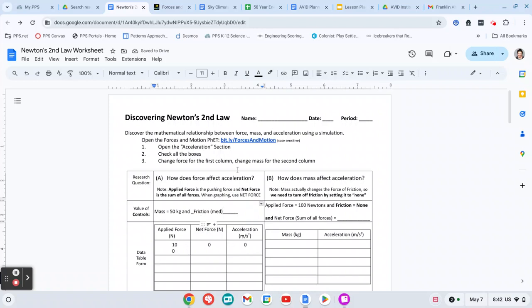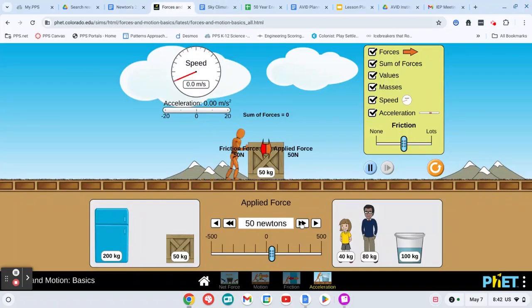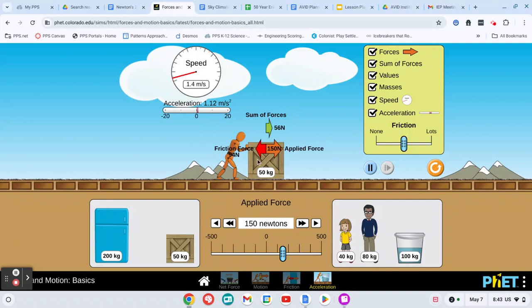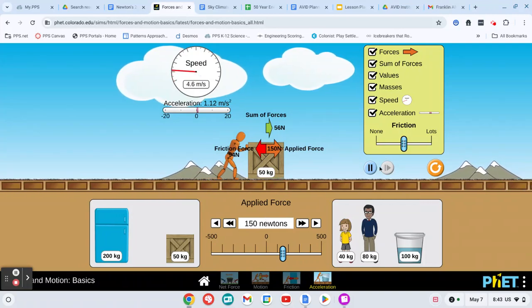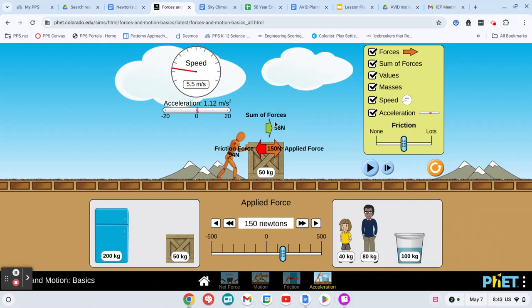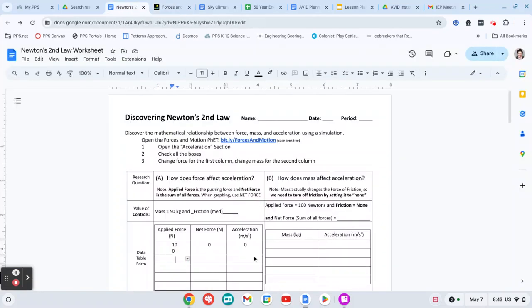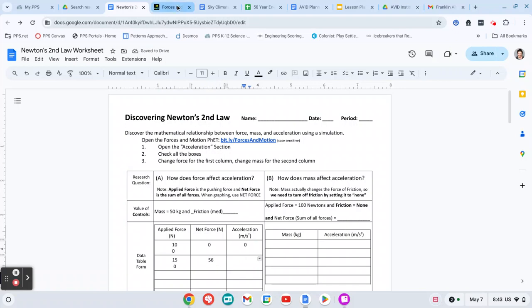Now we've got our first data point. I'll apply that same 100, and I'm just going to continue to go up by 50s. So when I get to 150, I can see that now I'm starting to accelerate. I'll go ahead and pause so this doesn't get in my way here. But my sum of forces is 56 newtons, and my acceleration is 1.12 meters per second squared. So my applied force was 150, my net force was 56 newtons, and my acceleration was 1.12. I'm sorry about my formatting here.